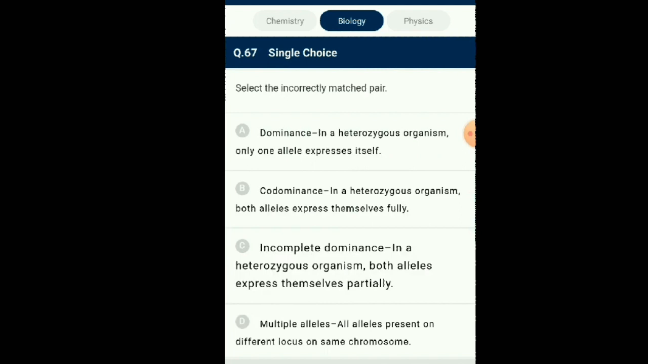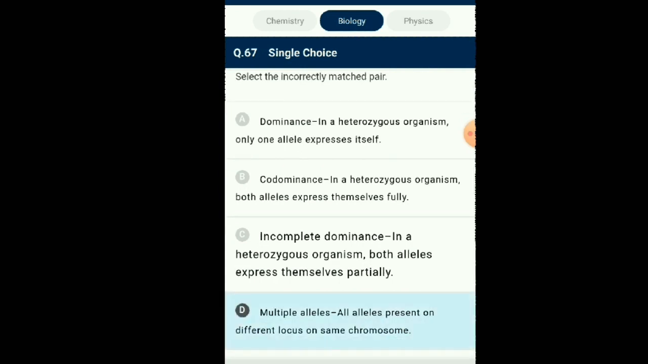Question number 67. Select the incorrectly matched pair. Mendel experimented with garden pea for 7 characters. In each case, he found that in a dissimilar pair of factors, for example capital T, small t, only one is available to express its effect, which is called the dominant factor. The other factor, which does not show its effect, is known as the recessive factor. So the answer for this question is option D, multiple alleles. All alleles are present on the same locus on the same chromosome. So that is the incorrectly matched pair.